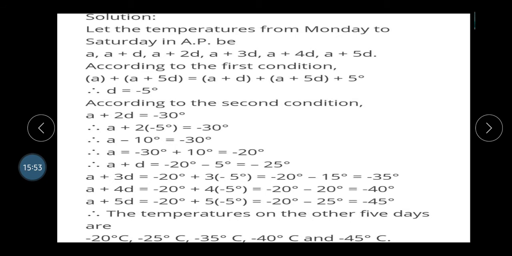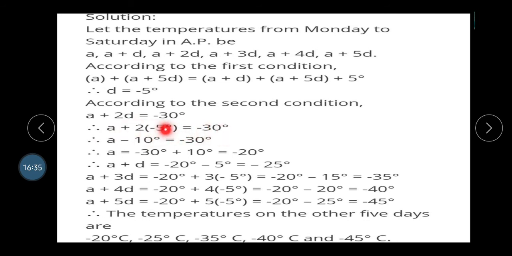Solving this, we get our A as minus 5. You can solve the full steps, that is adding up, then when you cancel and all, you will get A as minus 5. Now the second condition says, according to the second condition, A plus 2D is equal to minus 30 degrees. So solving this, now our D we got as minus 5. We will substitute the value of D as minus 5. So A plus 2 times minus 5 is equal to minus 30.